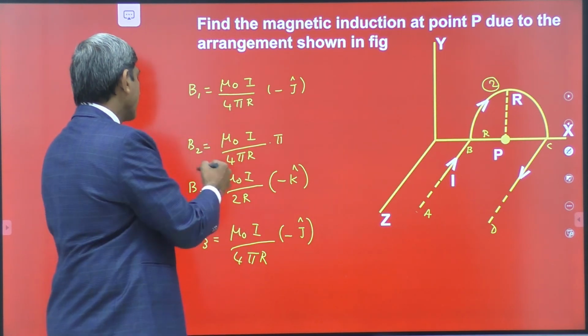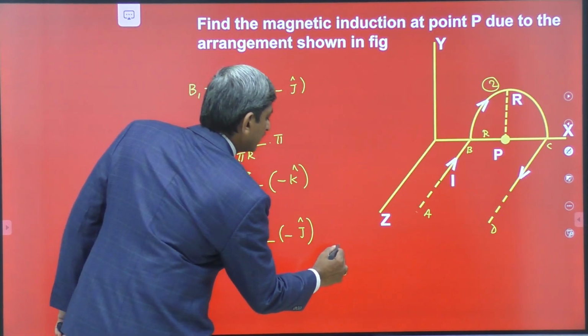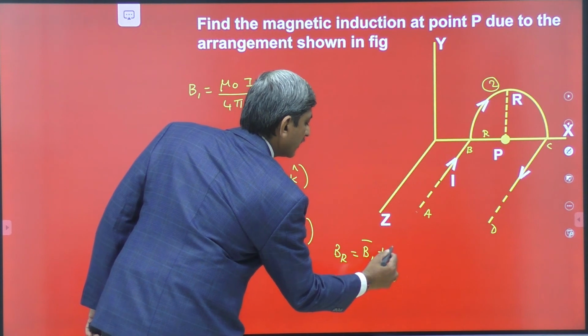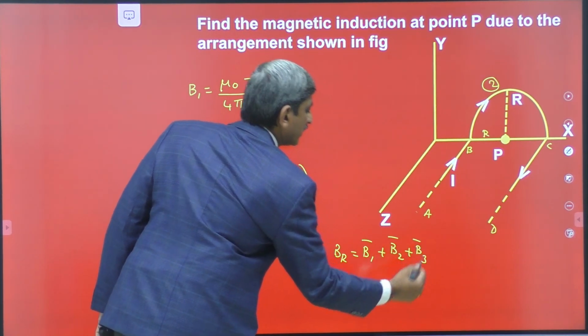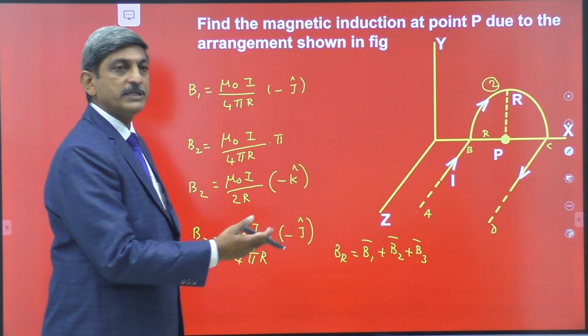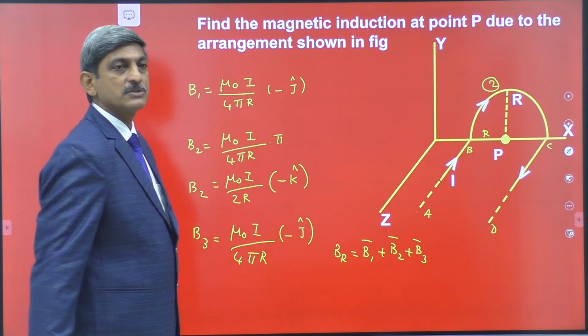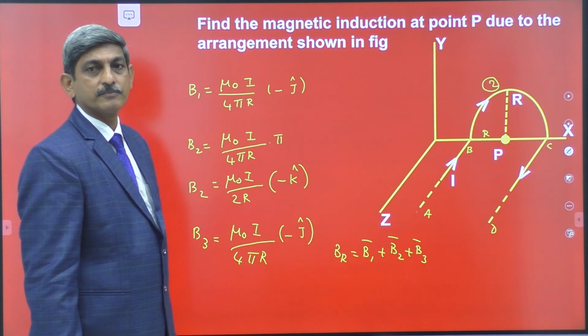Now, by adding B1, B2, B3, we can determine the resultant magnetic field. That is, B resultant is equal to B1 vector plus B2 vector plus B3 vector. Substitution of B1, B2, B3 is mathematics. So substitute the B1, B2, B3 values and solve the problem, then you will get the resultant magnetic field value.